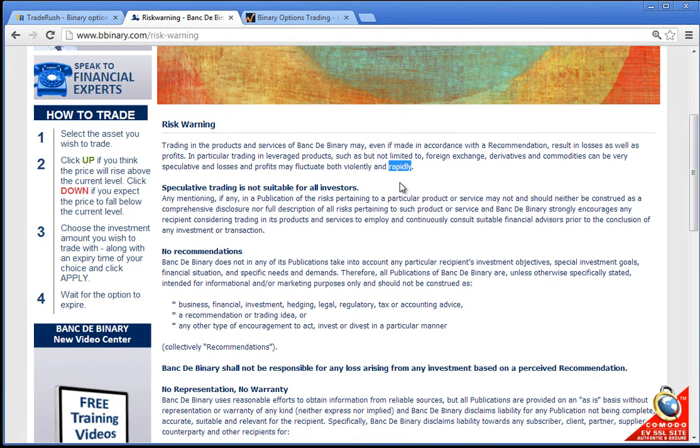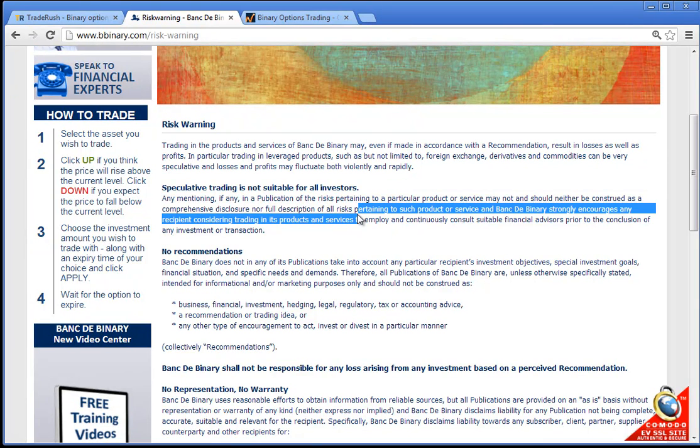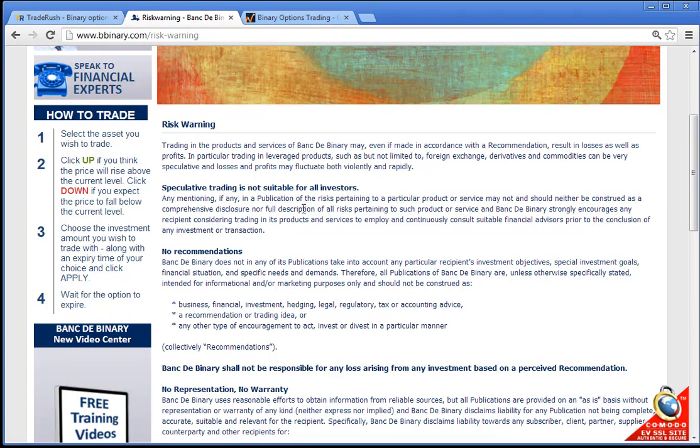They actually seem to be pretty honest in displaying this information, but note, it wasn't there prominently on the website. We actually had to go click on the risk warning, and I'll leave this to you guys to read in detail, but it goes on to talk about recommendations, no representation, no warranty. Of course, they're not going to be responsible for any loss arising from the investment. And note that they say speculative trading is not suitable for all investors. So they've actually done a decent job of displaying this information. We had to get to it, but once we did, it's there.